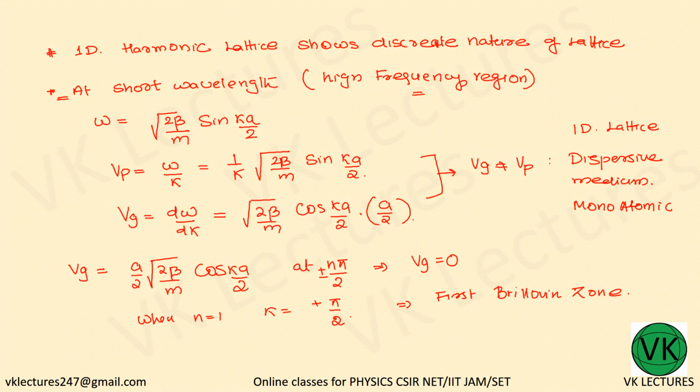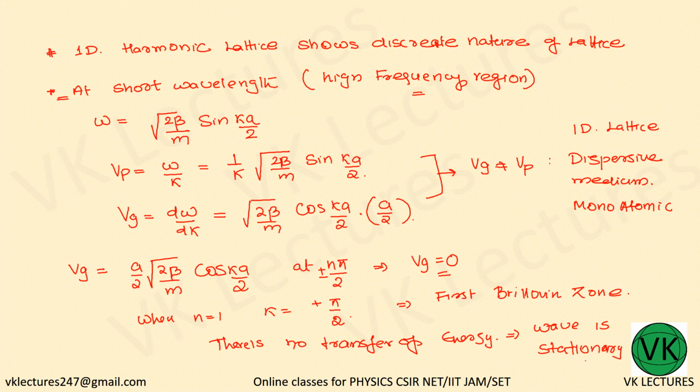Okay, now Vg equal to 0 means there is no transfer of energy at the Brillouin zone. So at the Brillouin zone there is no transfer of energy, which means the wave is stationary. So this is the important inference that we are making out of this concept.